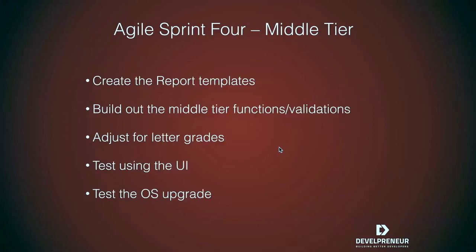So now we can go back to sprint 4. Now we're going to go back to focusing as we were originally. So we're going to create the report templates. We figured that we've got some data, so let's start looking at that. We're going to start building out some of those validations and really flesh out those screens for the data entry.